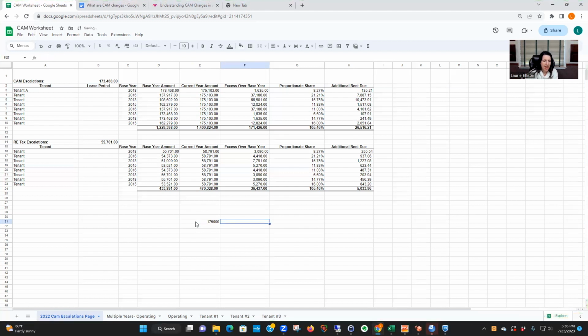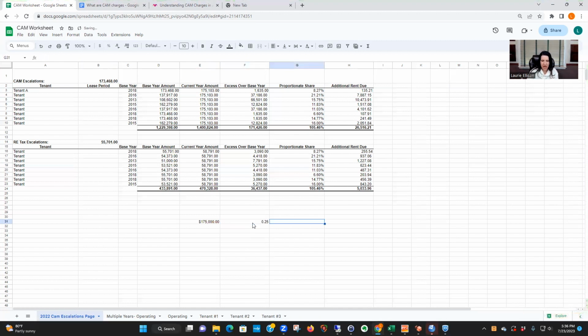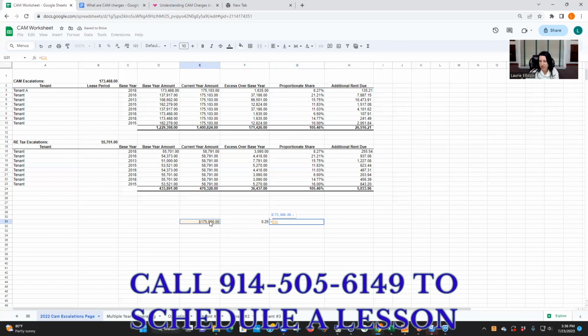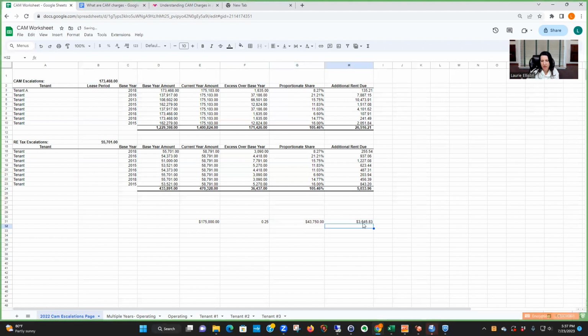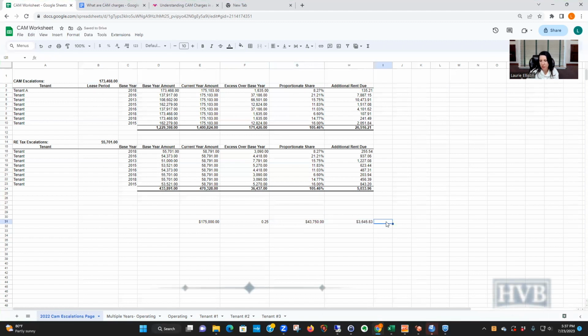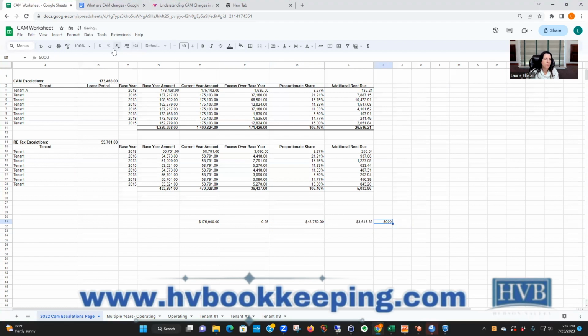Let's just say it's 25%, I'm just saying one tenant is a quarter of the building. That's what they're going to end up paying for the year. You should be billing them currently this amount plus their base rent, right? So let's say they're paying 5,000.